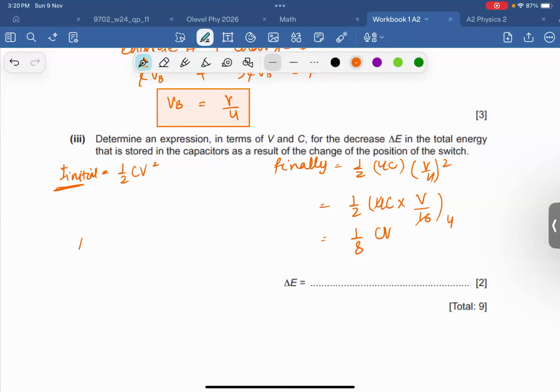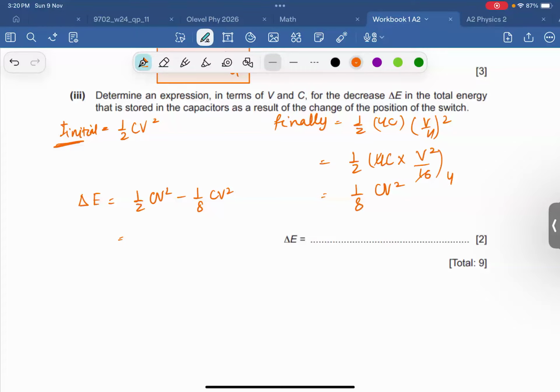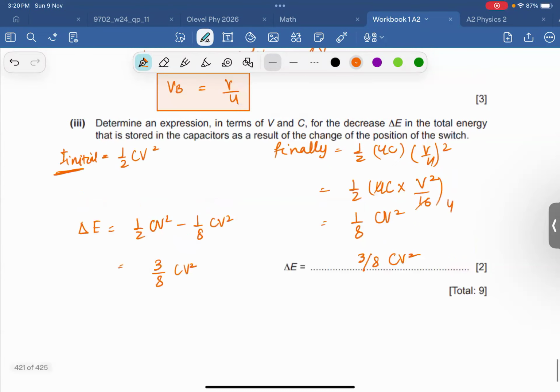If I try to find out the change in energy, the change in energy is going to be 1 over 2 CV squared minus 1 over 2, 1 over 8 CV squared. So that should be 3 over 8 CV squared. So that is going to be 3 over 8 CV squared. So, yep, this is the concept.